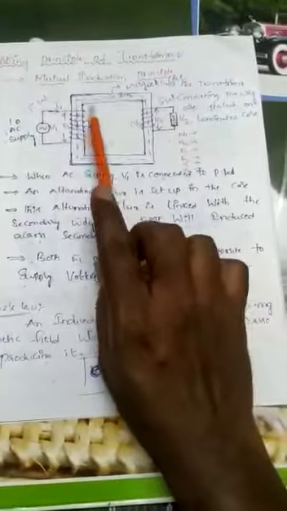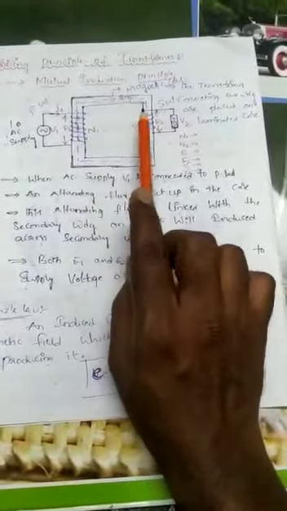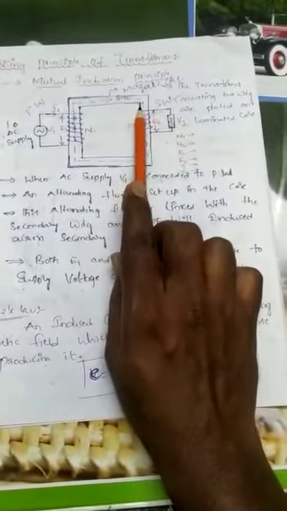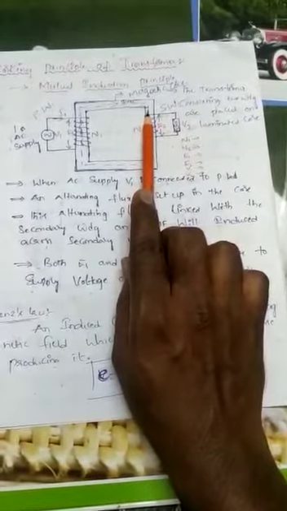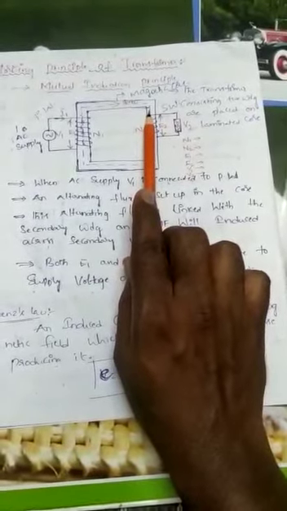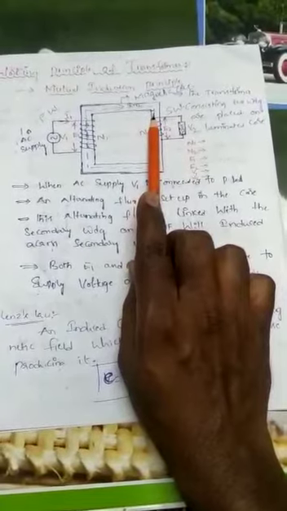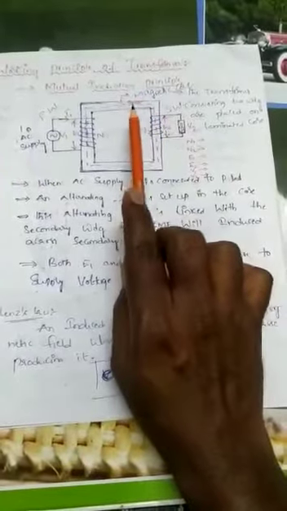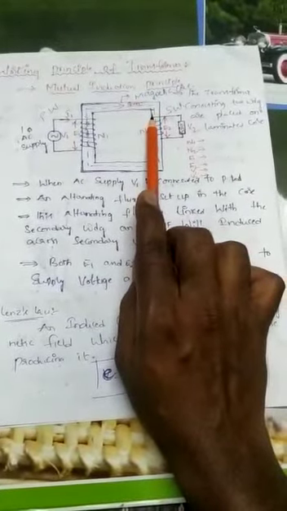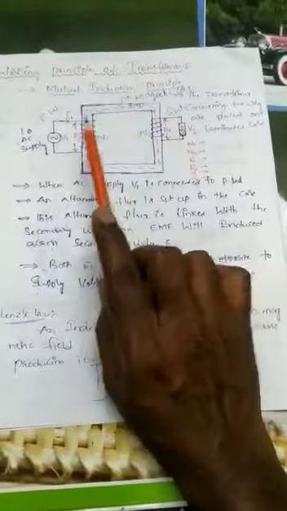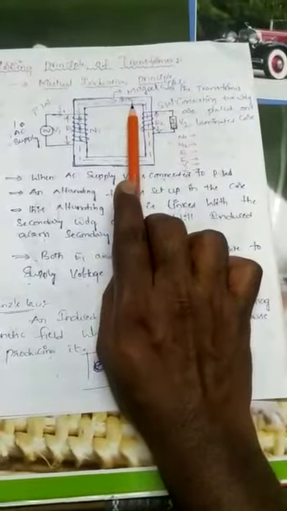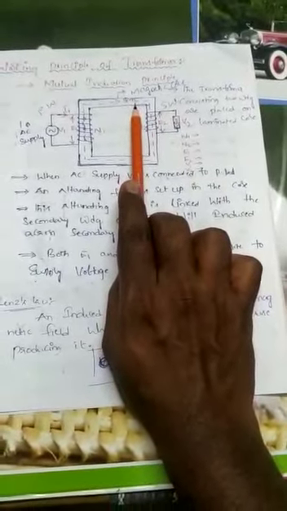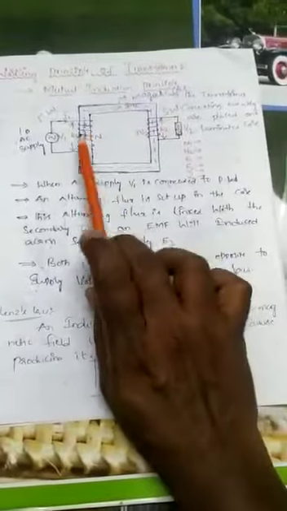This magnetic core or transformer core is a laminated core. We laminate the core to reduce the eddy current, which is one of the losses. Majorly we have two losses in the transformer: copper losses and iron losses. In the case of iron losses, we have eddy current losses and hysteresis losses. We laminate the core to reduce the eddy current losses.